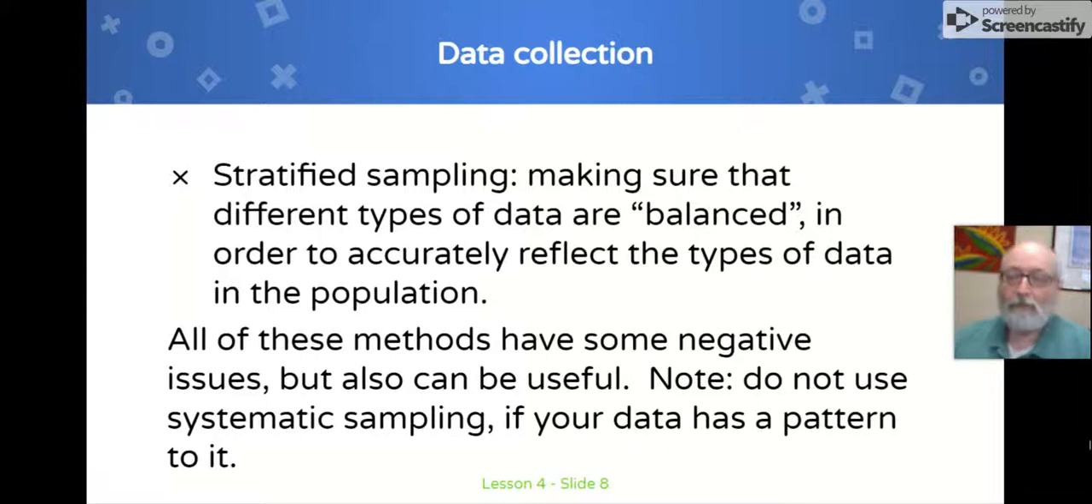Stratified sampling, making sure the different types of data are balanced in order to accurately reflect the types of data in the population. All these methods have some negative issues, but also can be useful. Note, do not use systematic sampling if your data has a pattern to it.